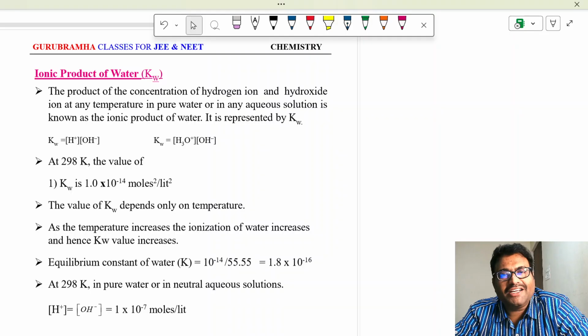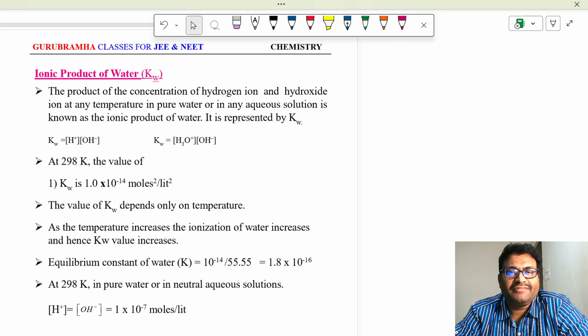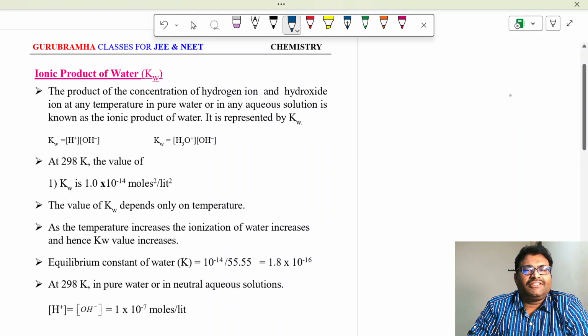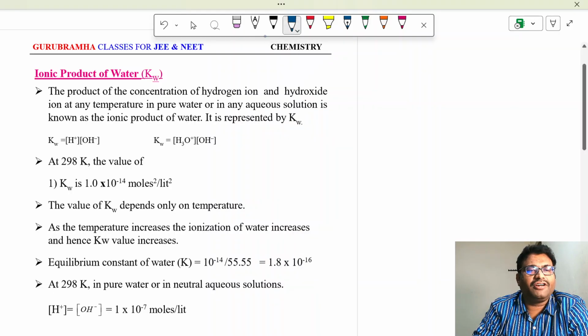We are in the chapter Ionic Equilibrium, and in this session we are going to learn about the ionic product of water. Ionic product of what? Water. Let's start the session. See here, ionic product of water.